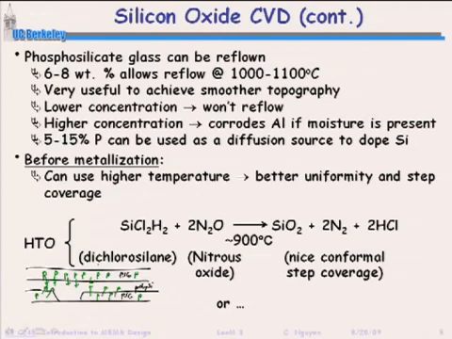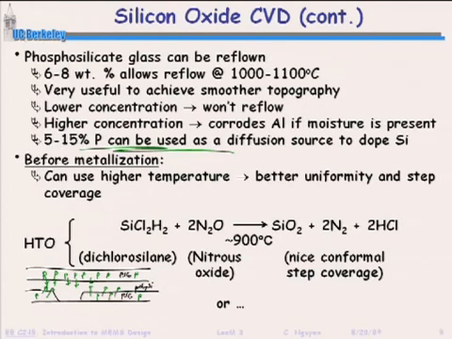Okay, so before metallization, if you can use a higher temperature, you can get better uniformity and step coverage. And so there's such a thing called HTO, which is high temperature oxide. It's a slightly different process. You can take dichlorosilane mixed with nitrous oxide. It works best at 900 degrees C. And this gives you silicon dioxide, which is a nice conformally covering silicon dioxide that deposits at a good rate.